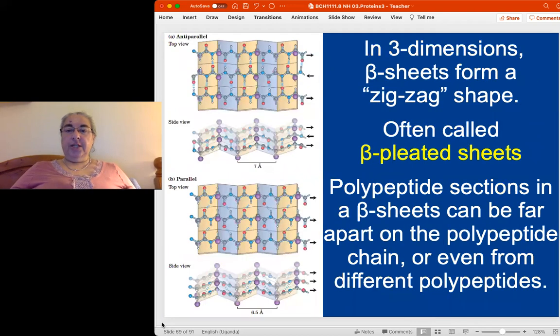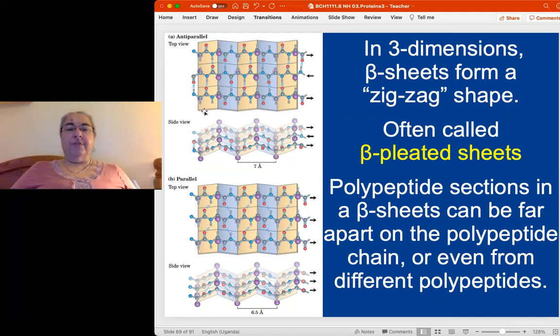So beta sheets, if you look at them from the side, okay, so this is a top view of what we've just seen. This is a side view. You can see that there's a sort of zigzag appearance with 7 angstroms or 0.7 nanometers between each zig and zag. Okay, and 6.5 on a parallel one here.